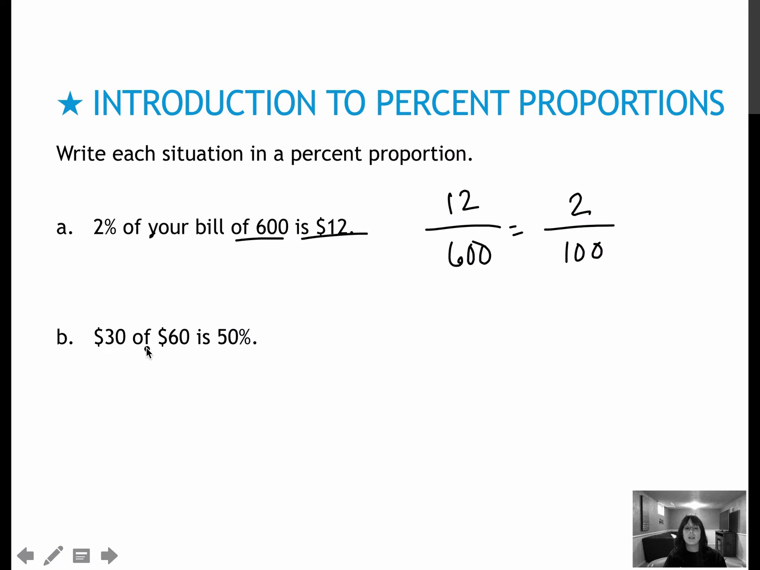Next, I have $30 of $60 is 50%. So again, even though it is 50%, the 50 is the percent that goes over 100. And then, of course, 60 would be the of 60, that's the whole, and 30 would be the part. Again, I could cross multiply to double check it, but I feel pretty confident.